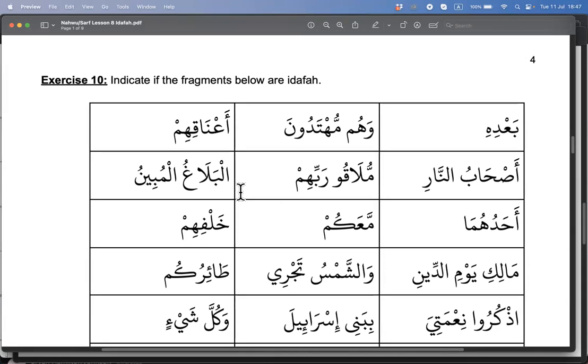Next one. Al balaghul mubinu. Idofa or not? We have alif lam, so it cannot be idofa. Is this another fragment that we know? Masuk sifa. It doesn't matter whether it is ina or inu. Yes, it's masuk sifa. This is still rafa. This is not an ending combination. Good. Next one. Ahaduhuma.